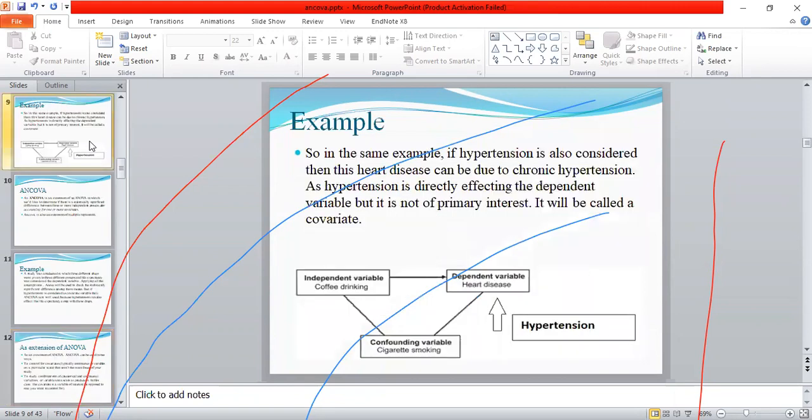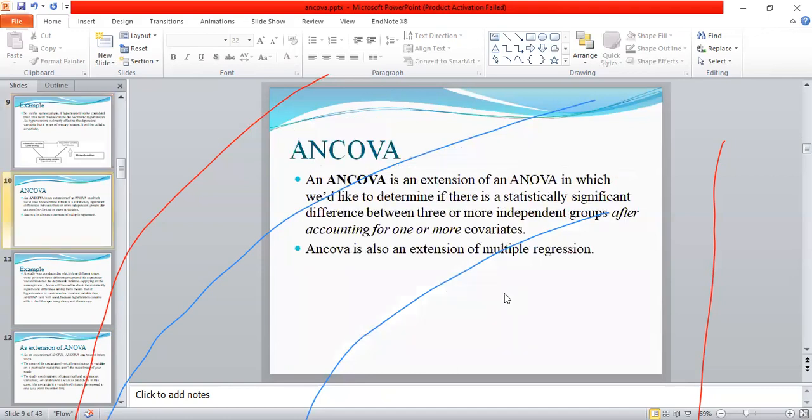So, in the very same example, if hypertension is considered, then the heart disease can be due to chronic hypertension. If this hypertension is directly affecting the dependent variable but is not of primary interest, then it will be called a covariate.